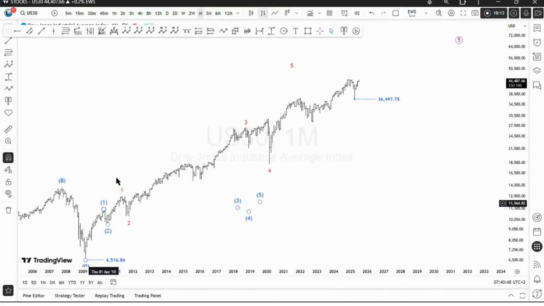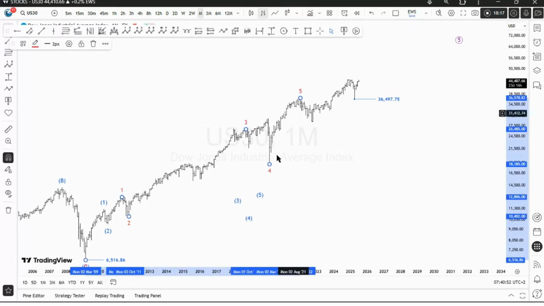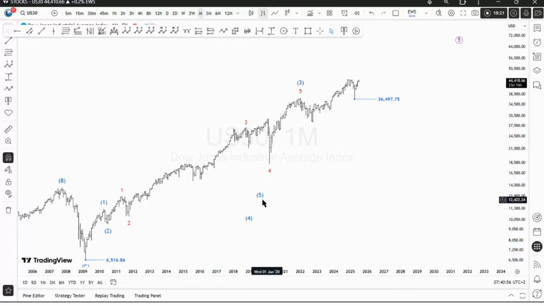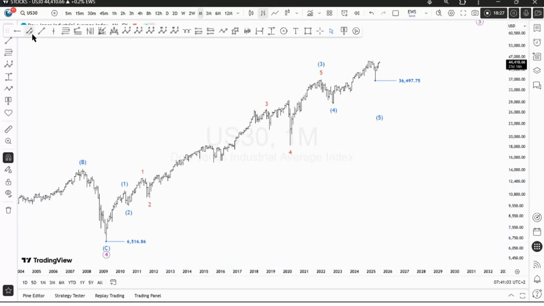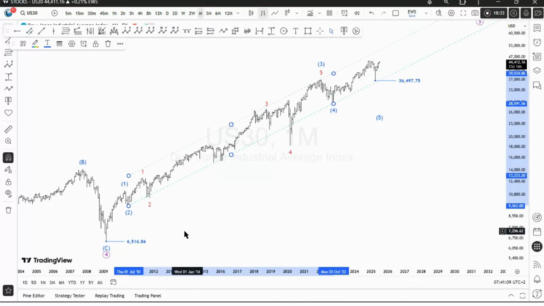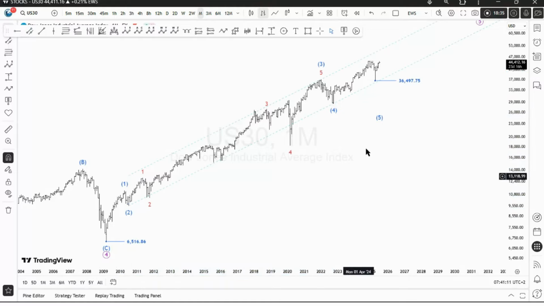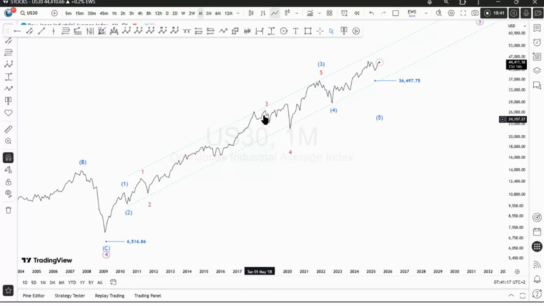So if we have 1, 2, 3, 4, 5, it means we're missing a spot for number 5 right there. So I would say that's our third wave right there. And if we already have a correction right there, I would say this is the right wave count at the moment. I would say we have 1, 2, and then subwave 1, 2, 3, 4, 5. Let's just go and double check this part.